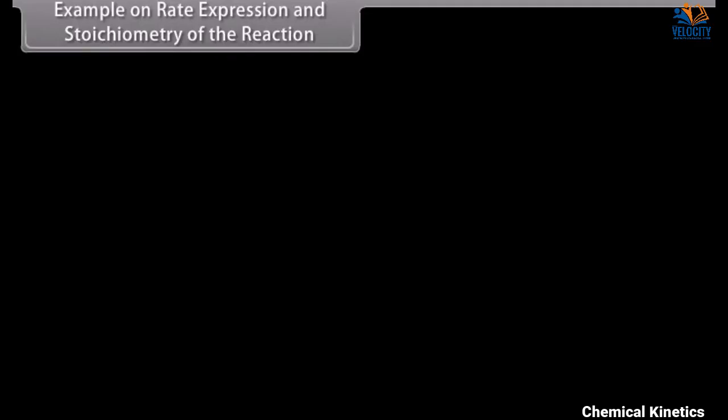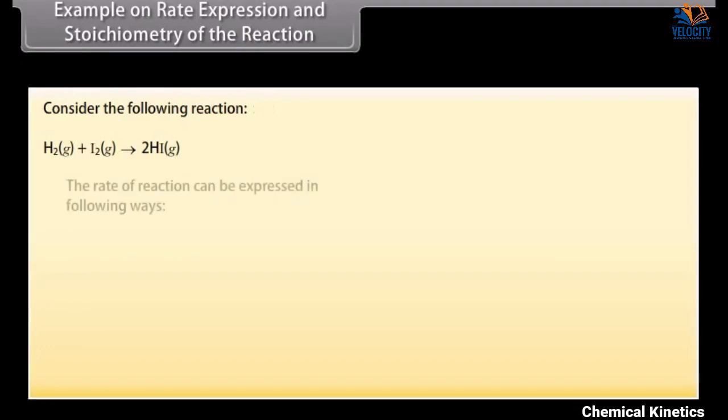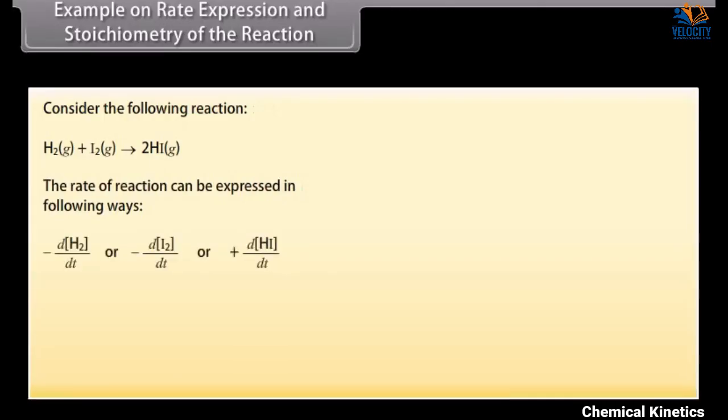Example on rate expression and stoichiometry of the reaction. Let us consider the following reaction. H2 plus I2 gives rise to 2HI. The rate of reaction can be expressed in the following ways. Minus d by dt of H2 or minus d by dt of I2 or plus d by dt of HI.